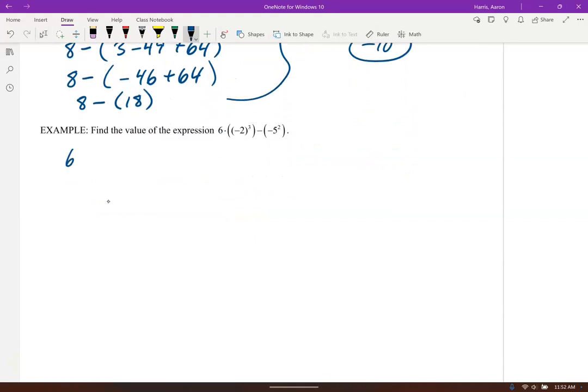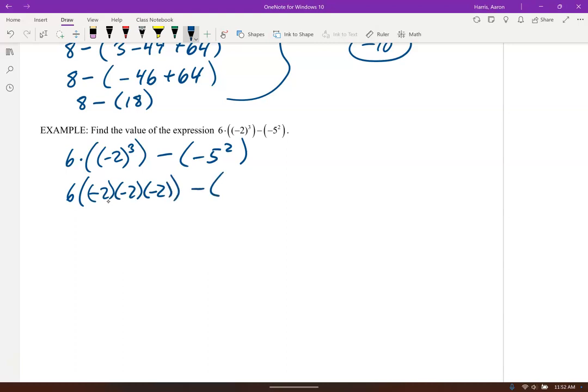So I got 6 times, looks like I've got this parenthesis, negative 2 to the third. So negative 2 to the third, that's negative 2 times negative 2 times negative 2. Negative 2 times negative 2 times negative 2 gives us negative 8.